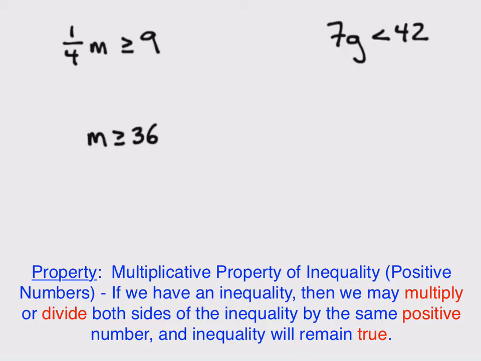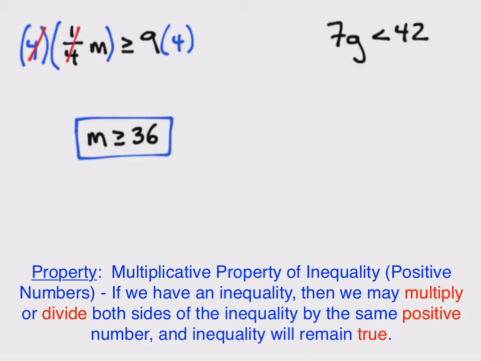Well, we know we can multiply both sides of this inequality by a positive number and it will remain true. So let's multiply both sides by 4. Of course, the 4 and the 1/4 will multiply to give us 1, and we just end up with this statement right here. So we can use intuition and algebraic maneuvers.